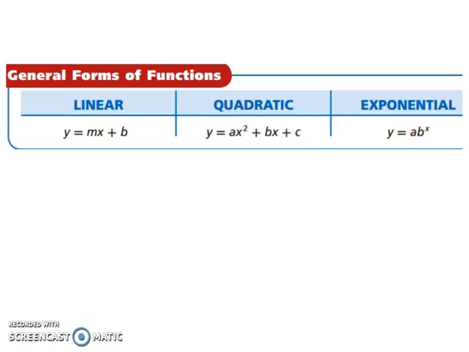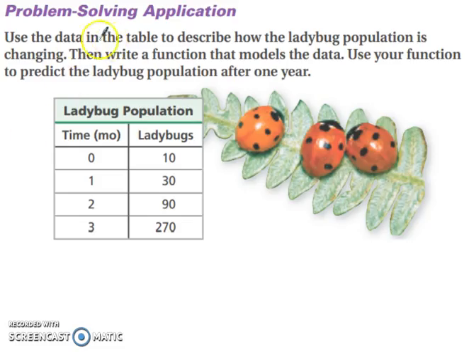So now let's take a moment and look at a problem-solving application. We're going to use the data in the table to describe how the ladybug population is changing. And then we're going to write a function that models the data. So we're going to figure out whether it's linear, quadratic, or exponential, then write a function to state that. Once we have a function, then we can start to make predictions.